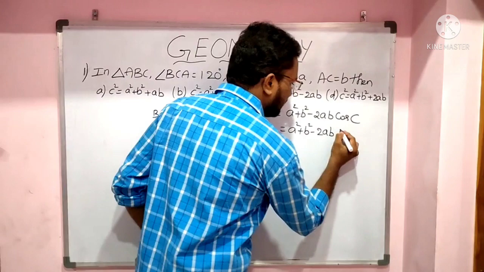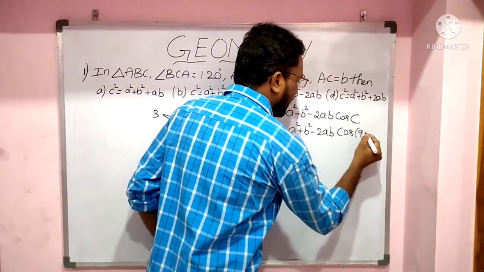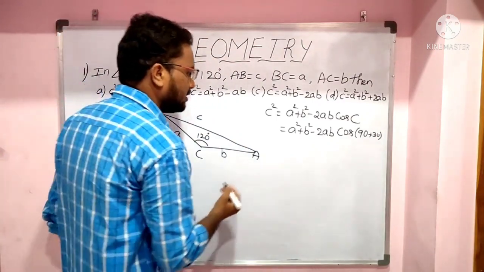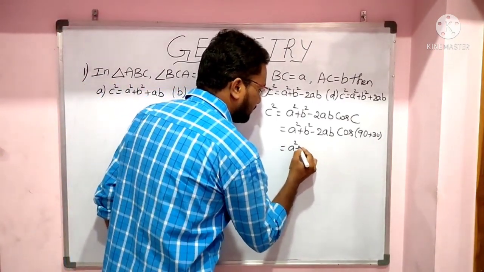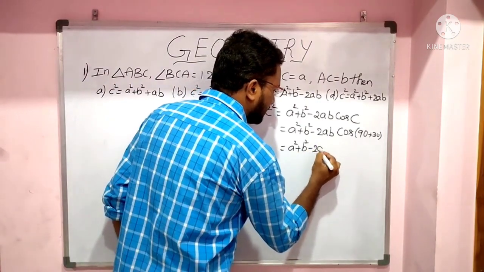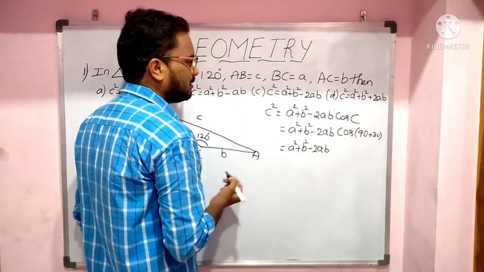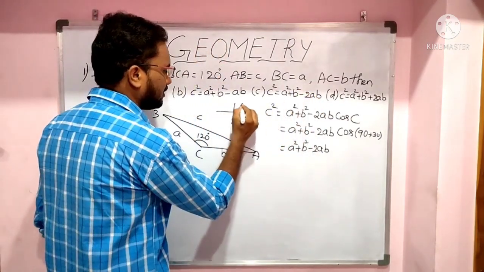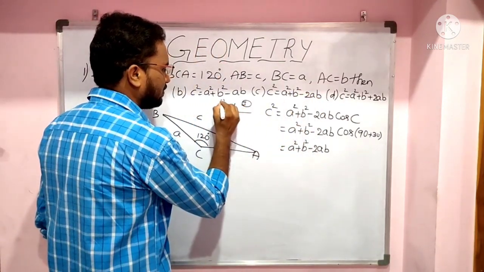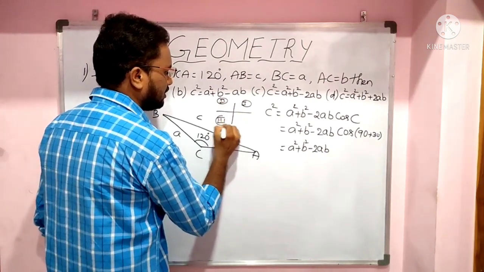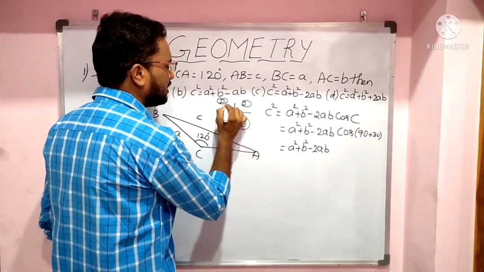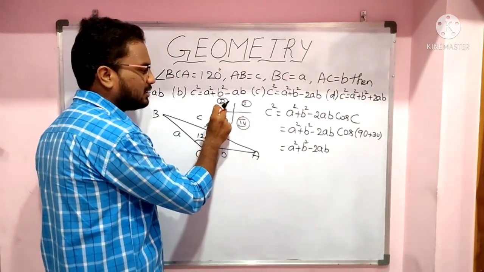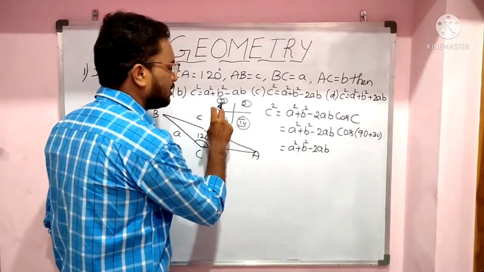Cos 120, we can write as cos of 90 plus 30. 120 degrees lies in the second quadrant. So this is the first quadrant, second quadrant, third quadrant, and fourth quadrant. In the second quadrant, sine and cosecant are positive. Here cos is negative.